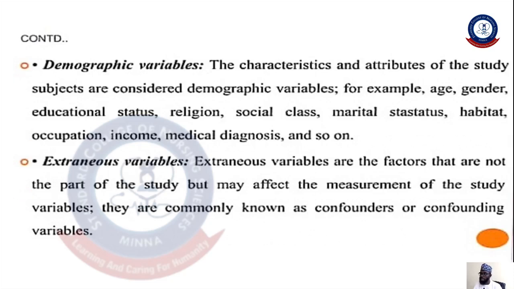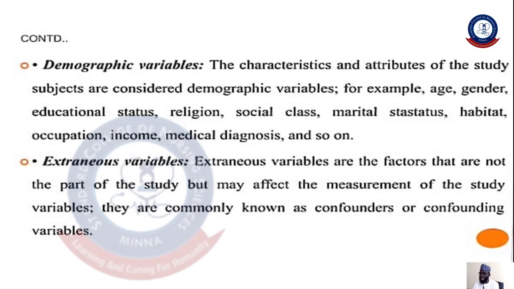And we have demographic variables. These are variables or the characteristics and attributes of the study's subjects that are considered demographic variables. For example, age, gender, educational status, religion, social class, marital status, habitat, occupation, income, medical diagnosis, and so on. You know, these are characteristics that give information about an individual or about something.